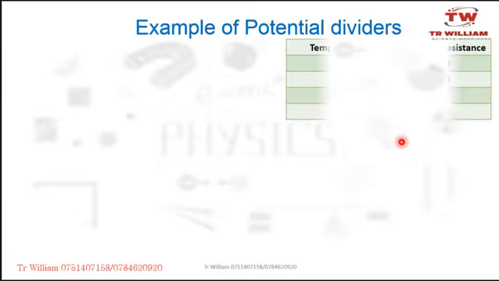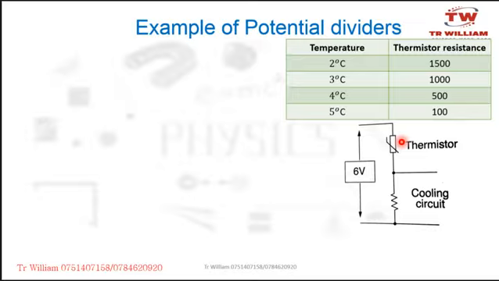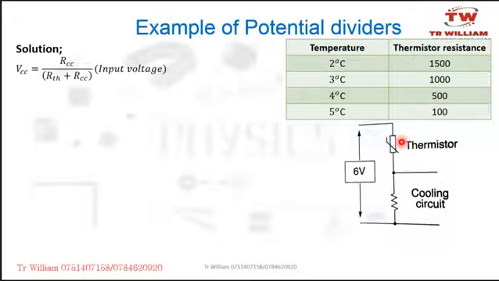Let's look at it. Remember, these are our values and this is our circuit. So if we were given that, to determine the voltage across here, it will be given by the resistance across the cooling circuit, RCC, meaning resistance of the cooling circuit, out of the total resistance. Since these are in series, total resistance will be R1 plus R2, so this is R of the thermistor plus R of the cooling circuit. Then we multiply it with the input voltage.